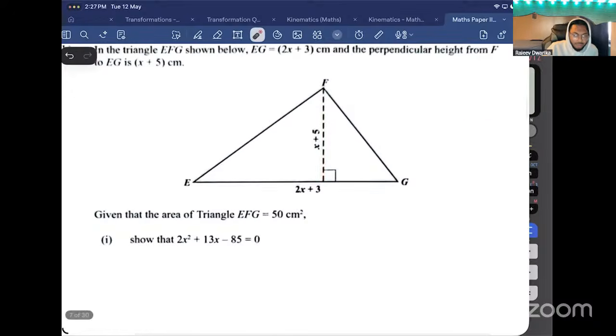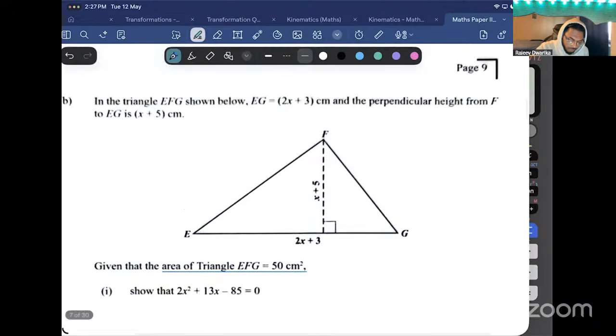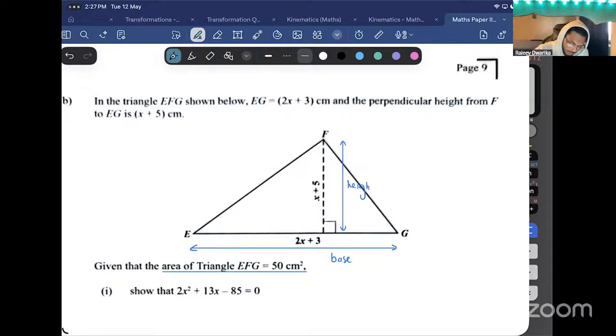Cool. I recommend you all pay attention, because if you didn't do so good, you have to write back the exam and take this as practice. Given that the area of the triangle EFG is 50 cm squared, show that this. Here they are literally giving you area, and furthermore they give you the base in terms of x, and what else do they give you in terms of x? Height. Earlier they gave you base, height, and they give you area. You could formulate an equation here.